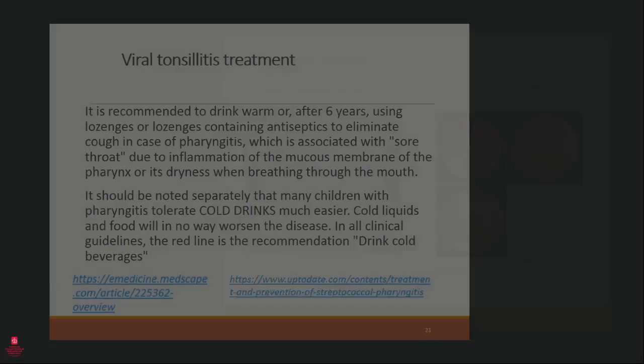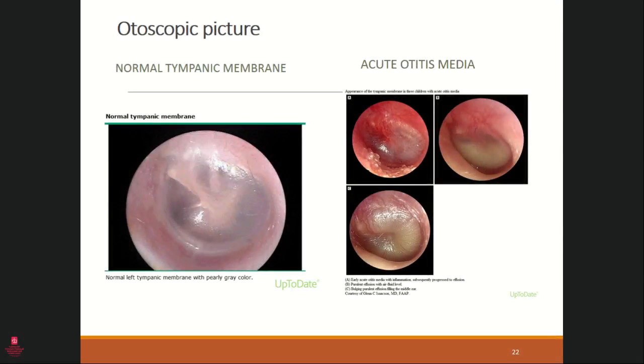This slide shows an endoscopic picture. On the left, a normal tympanic membrane, and on the right, one with otitis.